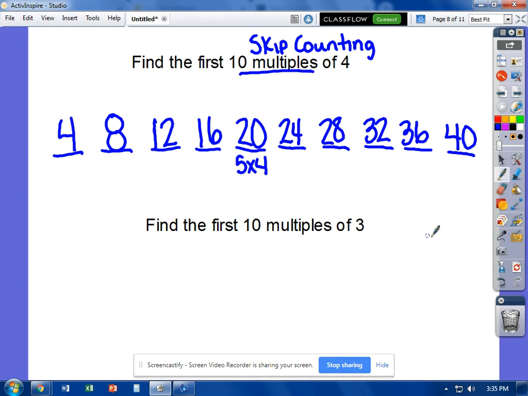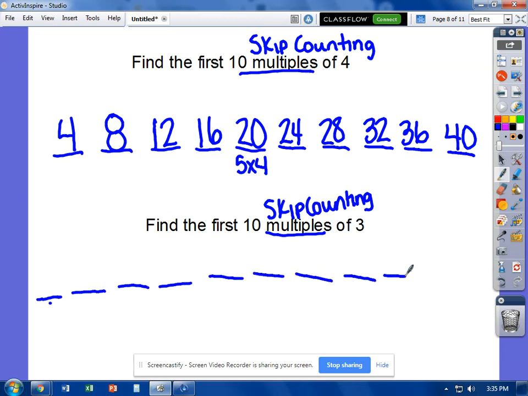The next one that we're going to do is find the first 10 multiples of 3. So once again, I see the word multiples, which tells me I'm going to be skip counting. And I see that I need 10 of them, so I'm going to make 10 lines. 1, 2, 3, 4, 5, 6, 7, 8, 9, 10. Once again, just make sure I don't miss any, and I can make sure everything's accounted for. So I'm going to be counting by 3, because I want to find the multiples of 3, so I'm going to start skip counting by 3s.